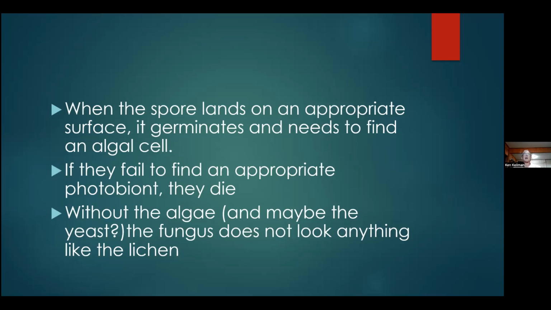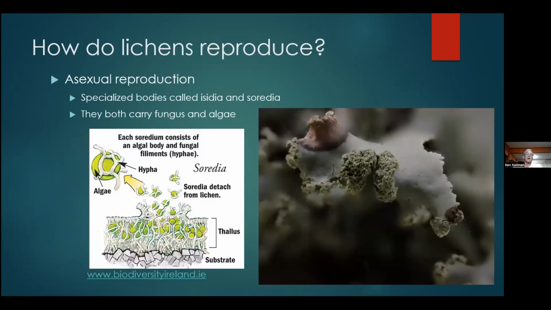And we can probably even see on Friday when we take our walk, on tree bark or on rocks, there's algae growing on it. And so lichens have taken advantage of that, and they can form the thallus. So asexual reproduction kind of gets around that difficulty, and it uses two different specialized bodies called isidia and soredia, and they both carry the fungus and the algae.